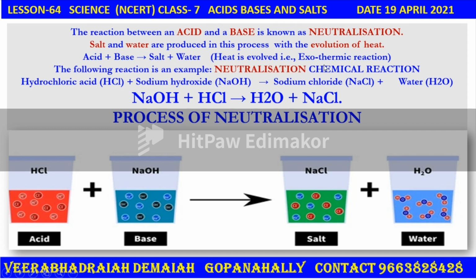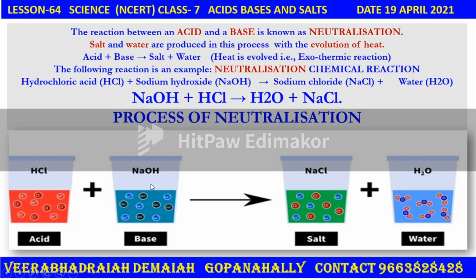Acid combines with base to give salt and water. Heat is evolved during the chemical reaction. Exothermic means heat is evolved during the chemical reaction. The following reaction is an example of a neutralization chemical reaction. Hydrochloric acid combines with sodium hydroxide, gives sodium chloride and water. This is sodium hydroxide, this is hydrochloric acid, water and sodium chloride, salt and water. Acid plus base gives salt and water.